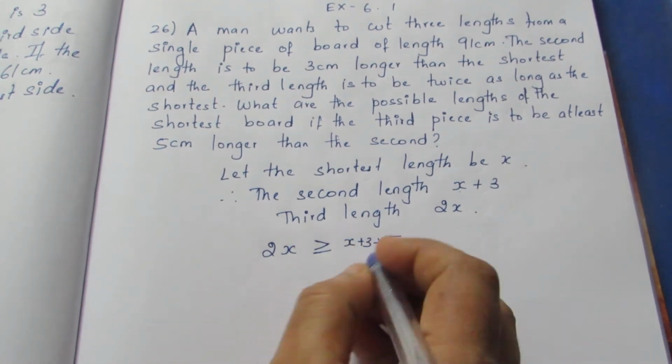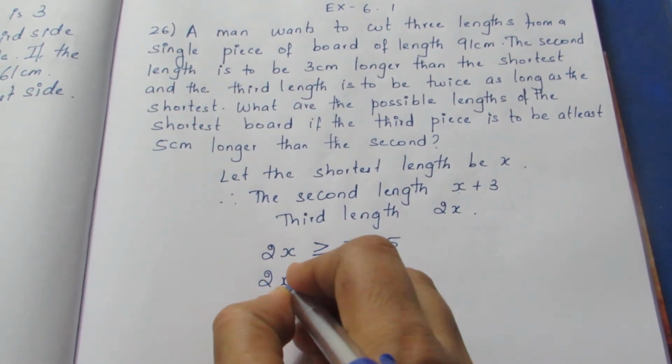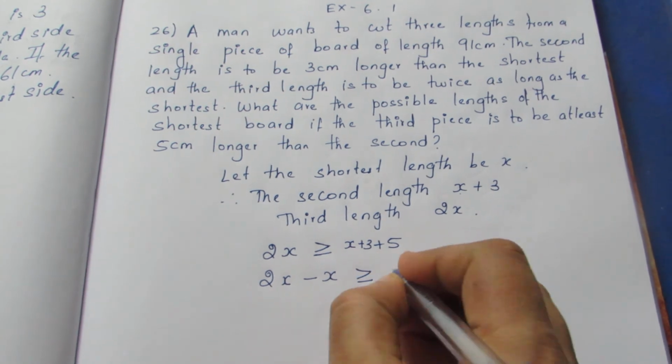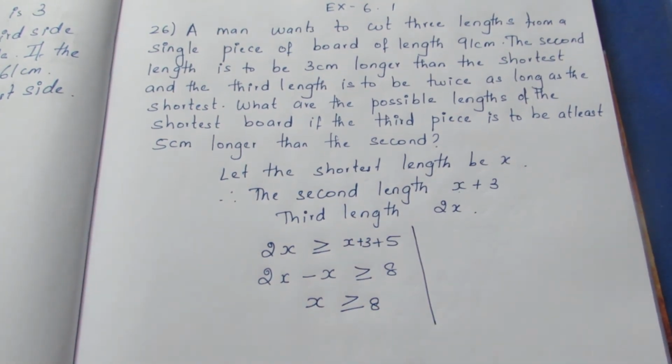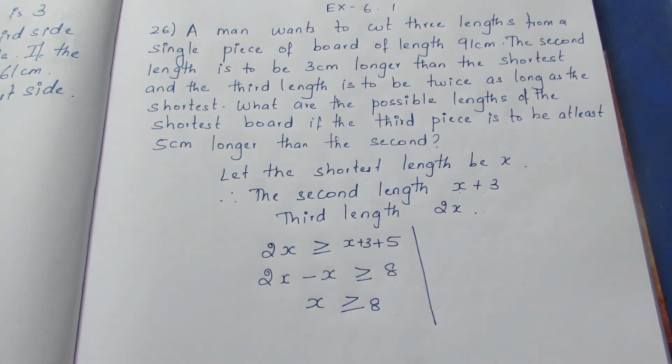Now bring everything with x to one side. So 2x minus x is greater than or equal to 8. Here x is greater than or equal to 8. So in the first condition we have got x is greater than or equal to 8.